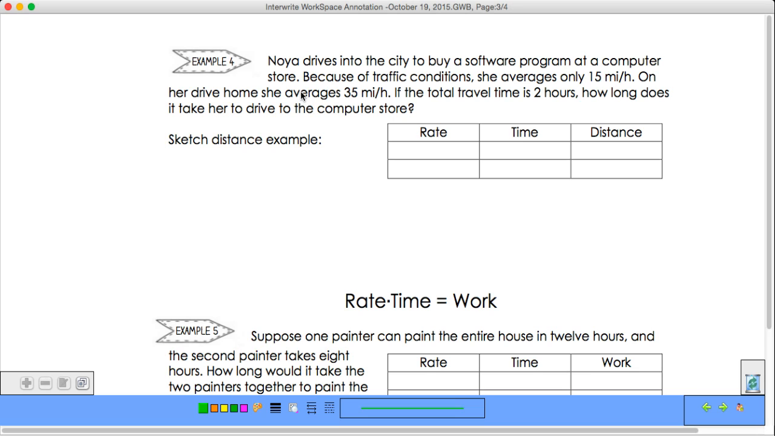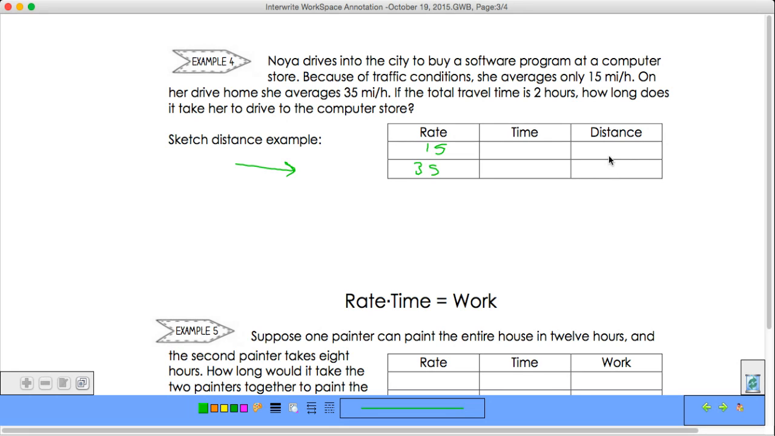Okay. Noya drives into the city to buy a software program at a computer store. Because of the traffic conditions, she averages only 15 miles per hour. So her rate is 15 miles per hour going into the city. On her drive home, she averages 35 miles per hour.